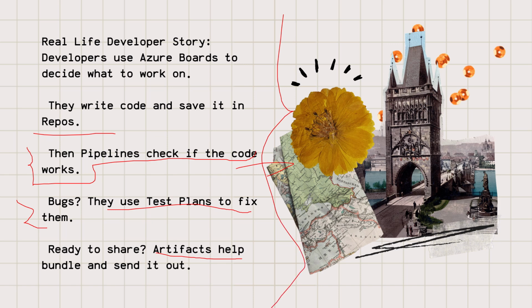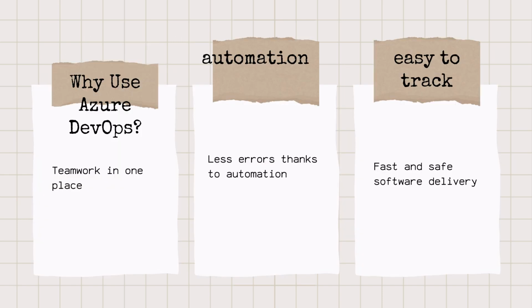So we have repositories, pipelines, test plans, and artifacts. We use the repository for writing the code and saving it. Pipelines are used to check whether that code works properly or not. If there are any errors, we have something called test plan services, using which we fix the bugs. And once it is ready, we use artifacts to bundle it and send it out, deploying it onto the app store or to the website.